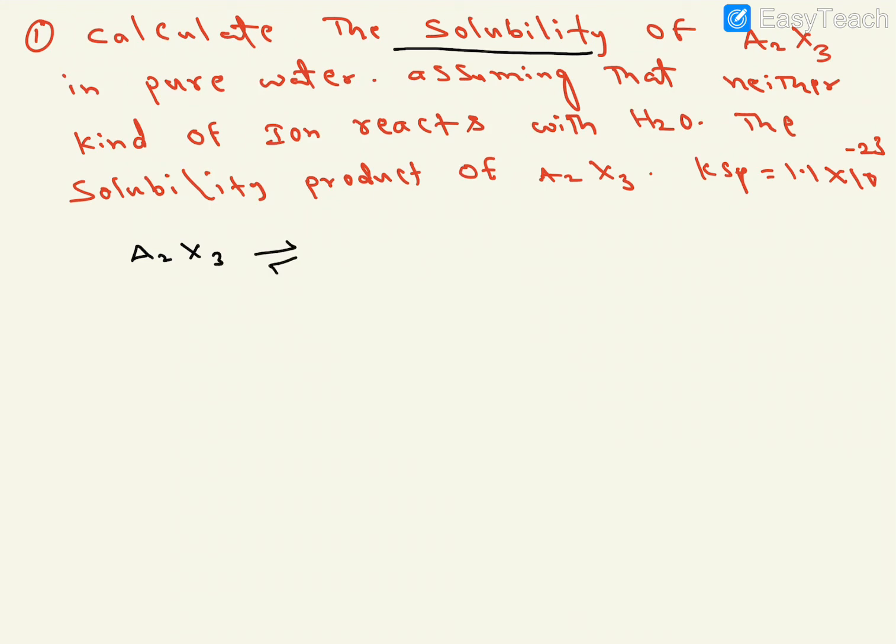A2X3, this is the electrolyte. It is dissociated into 2A plus 3 and 3X minus 2. So already we know how we can calculate the solubility product here. The Ksp is equal to, here, the number of ions, 2s and 3s. Whatever the stoichiometric coefficient, we have to write in powers. This is a 2 here, this is 3.